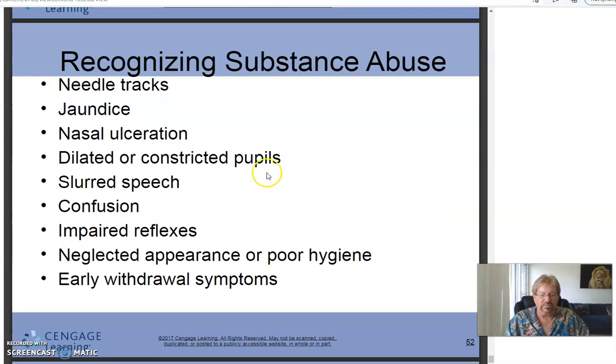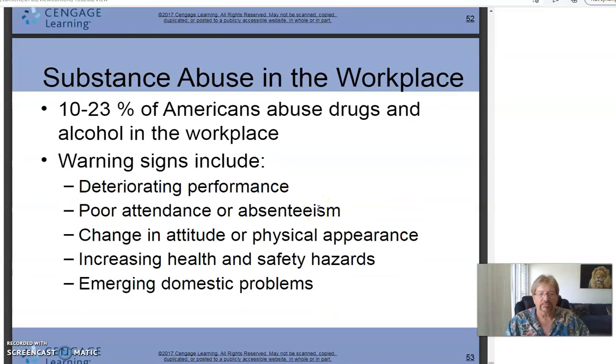Recognizing substance abuse. They have needle tracks if it's an injectable med. Jaundice because it affects the liver. Yellow skin and eyes, whites of the eyes. Nasal ulceration from snorting. Dilated or constricted pupils when they shouldn't be. Slurred speech, confusion, impaired reflexes. Neglected appearance or poor hygiene. Like I was telling you about the guy Jimmy that had the sores. Early withdrawal symptoms. Last slide.